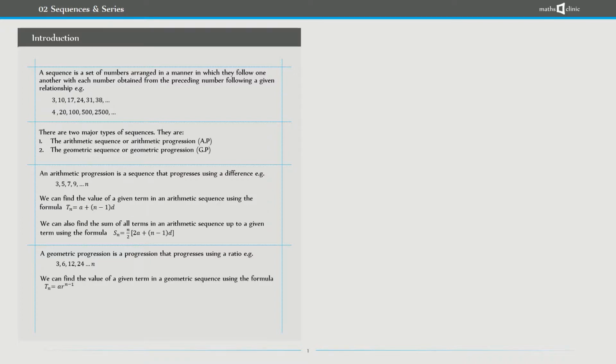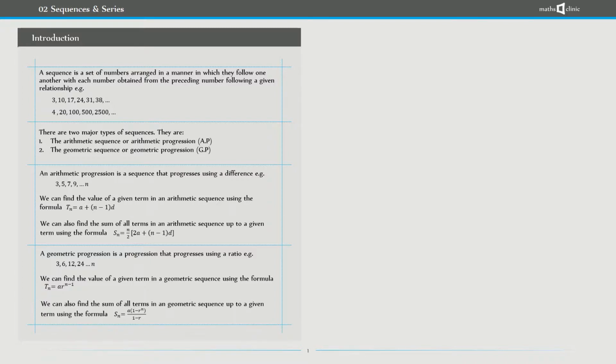And in the same way, we can find the value of a given term in a geometric sequence using the formula Tn equals a r to the power of (n minus 1), okay, where n is the term we're looking for, and a is the first term of the sequence, and r is the common ratio, i.e. the number that we multiply with as the sequence progresses. And similarly, we can find the sum of all the terms in a geometric sequence up to a given term using the formula Sn equals a(1 minus r to the power of n) divided by (1 minus r).